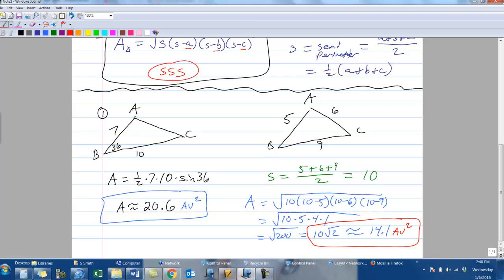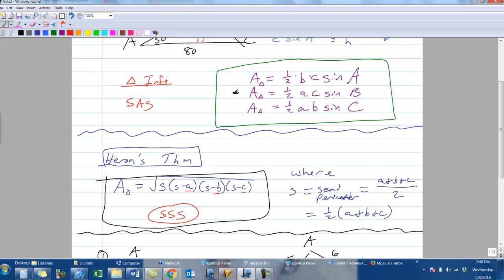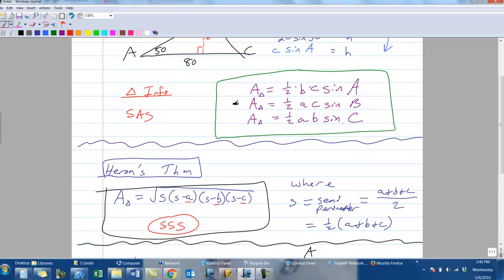So you can still find the area of a triangle without knowing the base and height. There's two alternate ways of doing it. We have these sine formulas, and we have Heron's theorem.